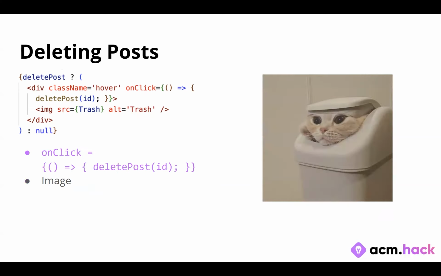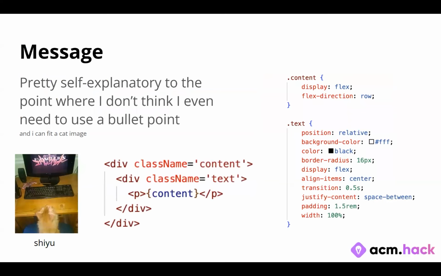So basically, it means that when you click the icon, you'll just delete the post. It's pretty straightforward. And then we have the image on the bottom. And then here we have the content, which is just the message. I think this is also pretty self-explanatory. It's just some text that you pass in for your message. And we have two divs around it. These are just for styling and CSS. And you can see the CSS on the right. It's a lot, but you can play around with the CSS as you like.